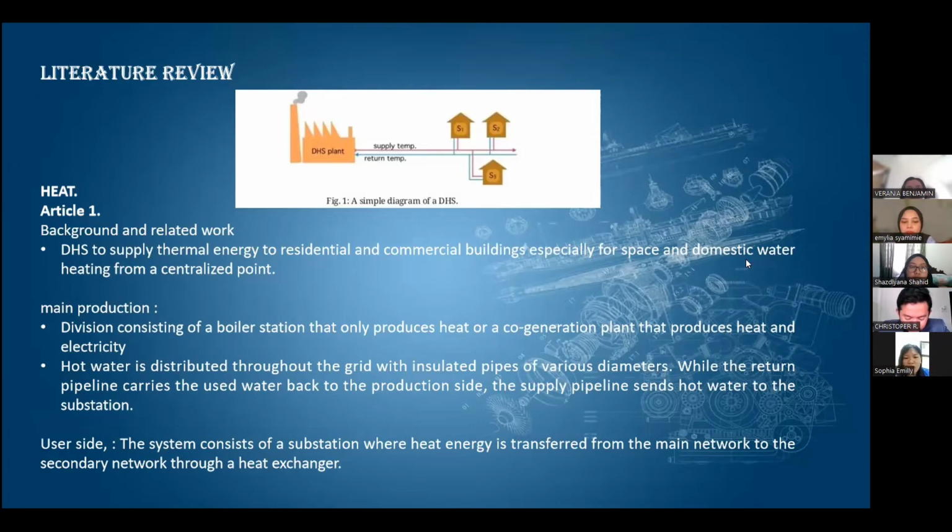Second, hot water is distributed throughout the grid with insulated pipes of various diameters, while the return pipeline carries the used water back to the production site. The supply pipelines send hot water to the substation from the user side. The system consists of a substation where heat energy is transferred from the main network to the secondary network through a heat exchanger that may include control valve actuators, speed pump control, flow meters, and gauges.